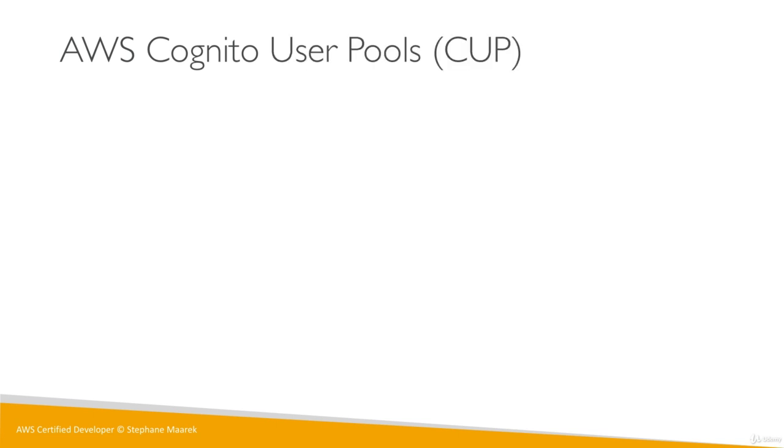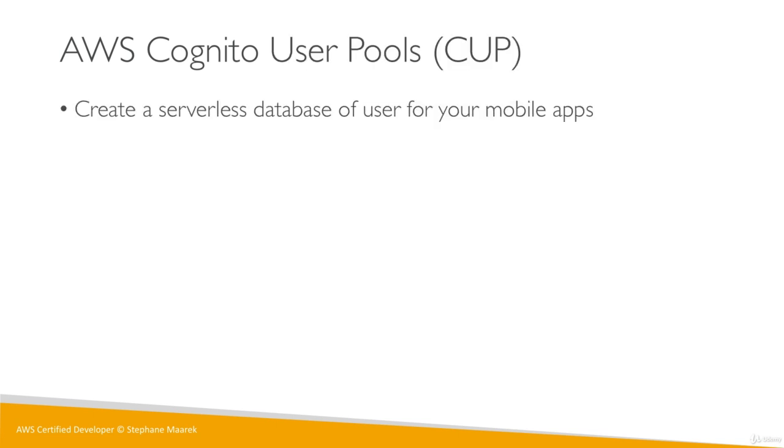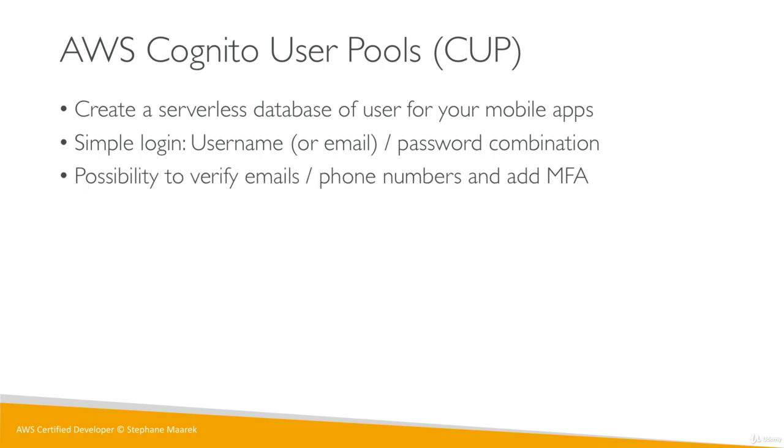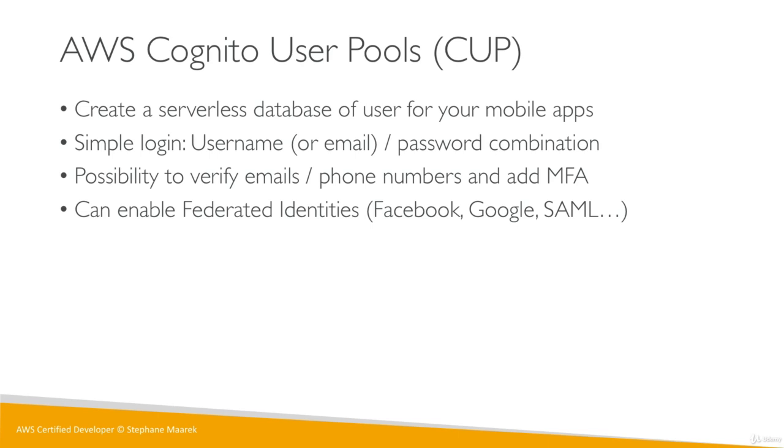Now, let's start with user pools, or CUP. This is basically a serverless database of users for your mobile apps. It's a simple login, which can be username or email and a password combination. You can verify emails or phone numbers, you can add multi-factor authentication, you can have password policies, and you can also enable federated identities.